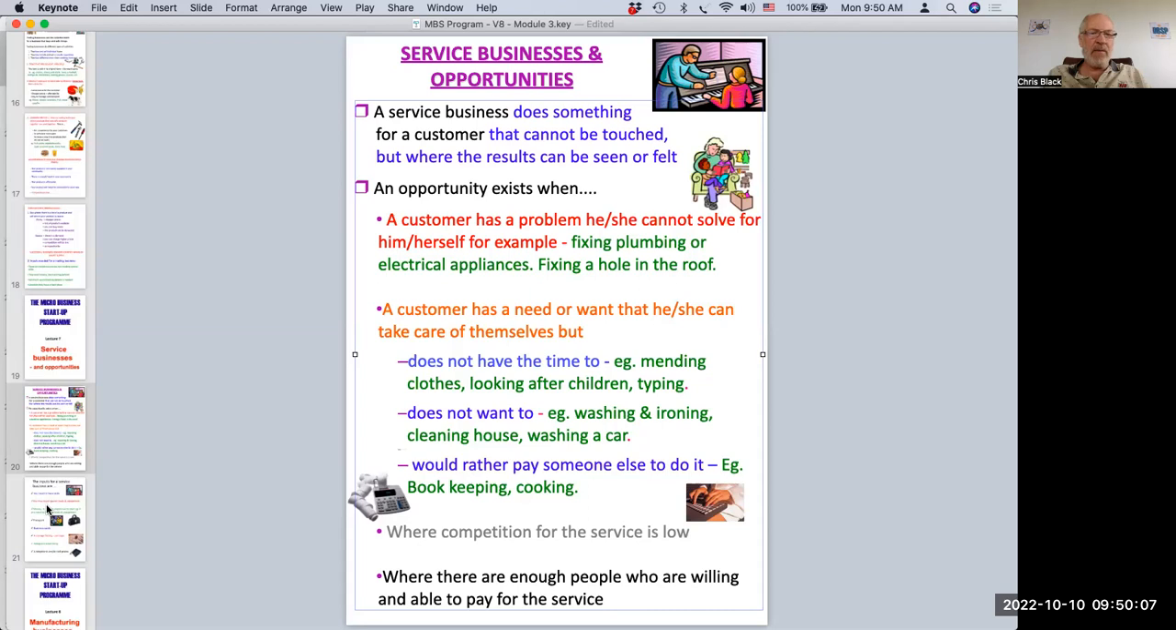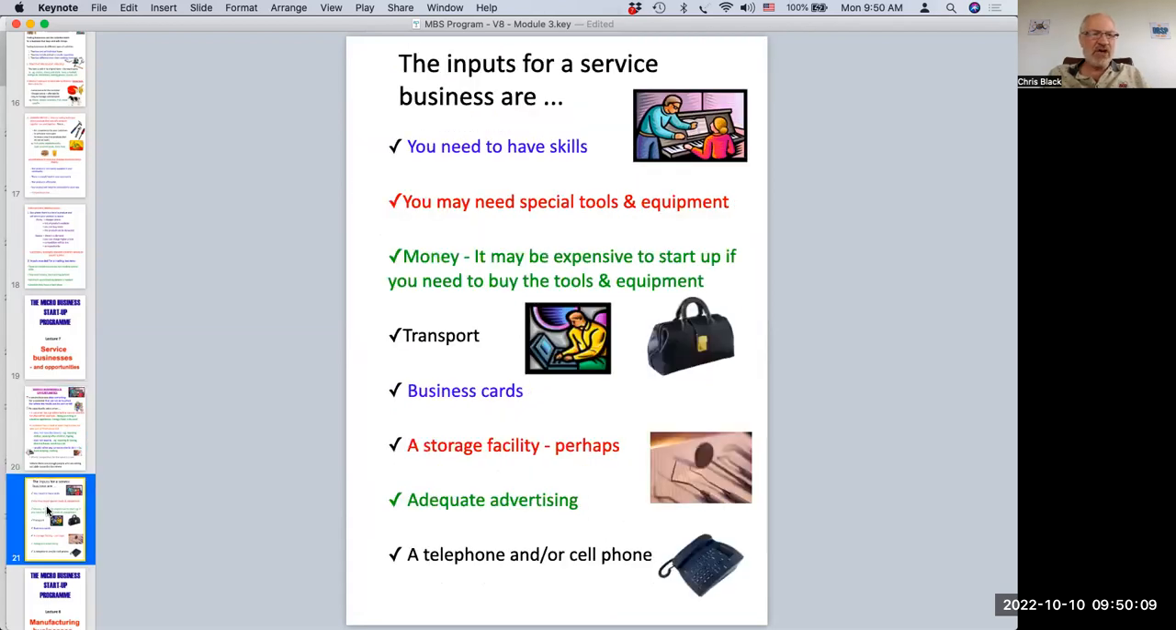Right, let me now move on to this slide. So what are the inputs, rather, for a service business? Generally speaking, for most service businesses, you need to have some level of skill. So here in my little picture, this guy is teaching this lady how to play a piano. Now he needs to know how to play a piano first, right? This guy down here is helping somebody to fix a computer. He's got to have the skills of knowing how to fix a computer.